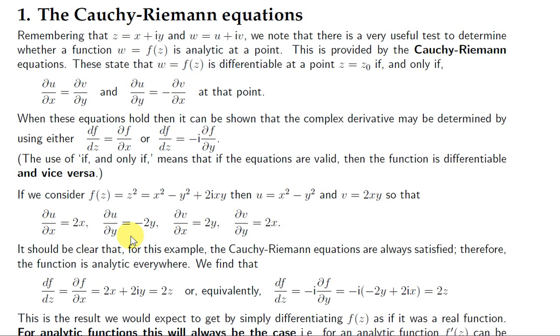We can also consider the converse of our theorem, which I didn't prove. We can see that since the Cauchy Riemann equations hold for all points x, y, we conclude that f of z is analytic everywhere, which means that f of z is differentiable at every point z in the plane.